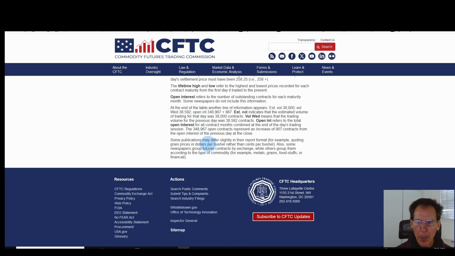Some publications may differ slightly in their reporting format, for example, quoting grain prices in dollars per bushel rather than cents per bushel. Also, some newspapers group futures contracts by exchange, while others group them according to the type of commodity, for example.